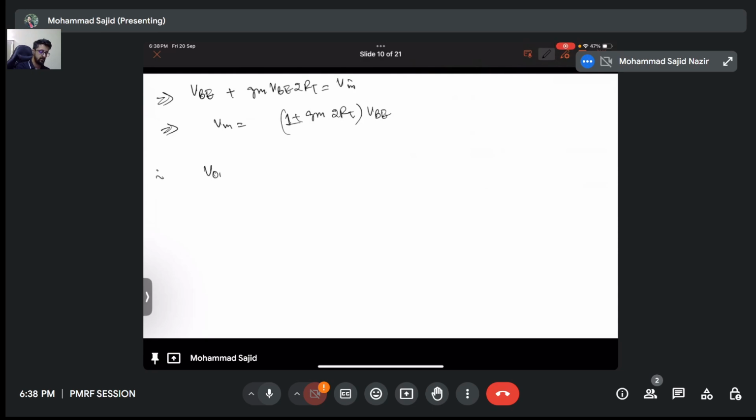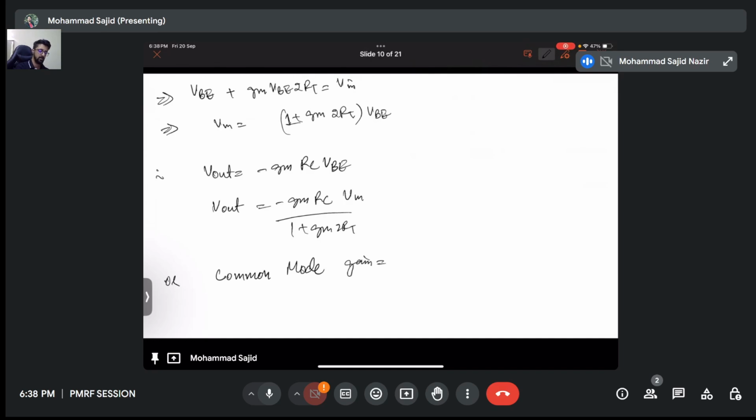Therefore, V output, which is minus GMRC VPE, can be written in terms of V in. GMRC VPE is V in divided by 1 plus GM 2 RP. For the common mode, the output by the input is equivalent to GMRC divided by 1 plus GM divided by 1.